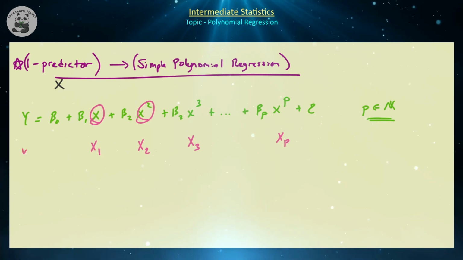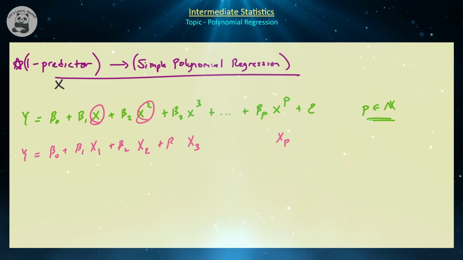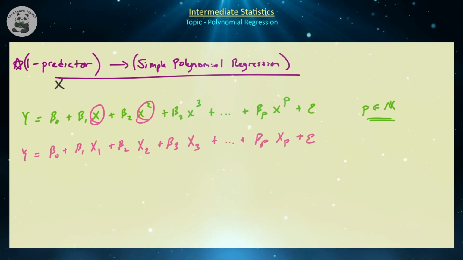So we're going to have an equivalent representation of this model. In particular, y is equal to beta 0 plus beta 1 x1 plus beta 2 x2 plus beta 3 x3 all the way down to beta p xp plus epsilon. And notice that these coefficients are the same.